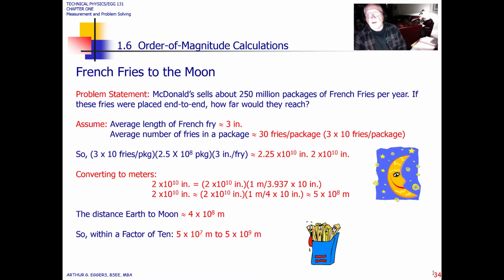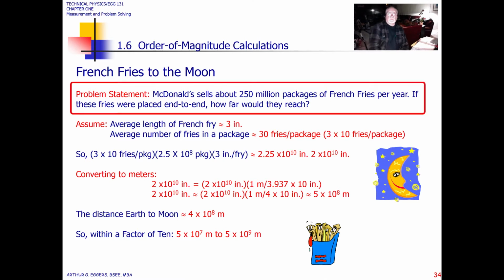So you can take a look at a value and determine using a factor of 10 what the ballpark figure would be. This is a cute example. McDonald's sells about 250 million packages of French fries every year. If these fries were placed end to end, how far would they reach?